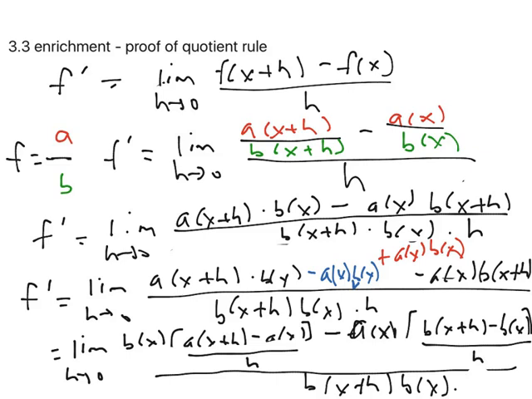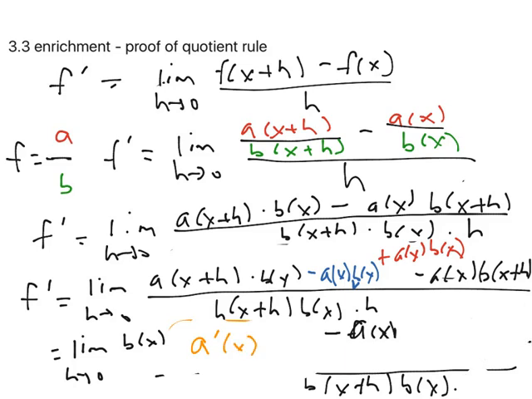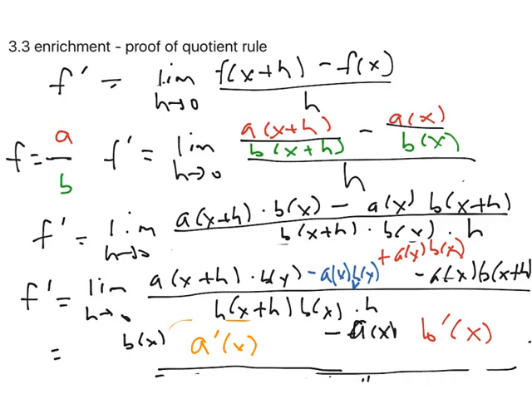Okay. But wait a minute. This term is just the derivative of a, because we're taking a limit as h goes to 0. So I'm going to replace this term with a prime. The second term is just the derivative of b, b prime. And as h goes to 0, we know that b of x plus h and b of x are the same thing. They're both b of x, so the denominator is b of x squared.